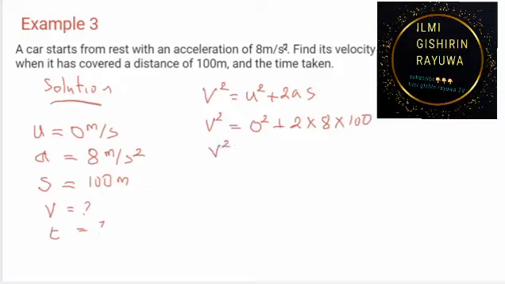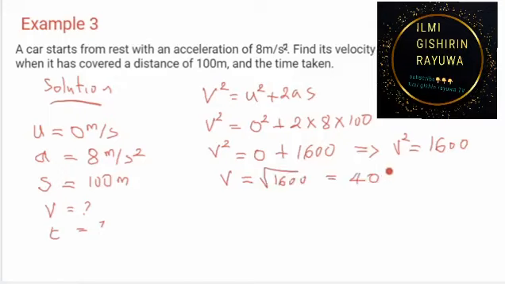So V square equals 0 square, which is 0, plus 2 times 8 is 16, times 100, this will give us 1600. Alright, so V square will now be equal to 1600. So it means we'll find the square root of 1600. Our answer will be 40 meters per second. Is that okay? 40 meters per second.